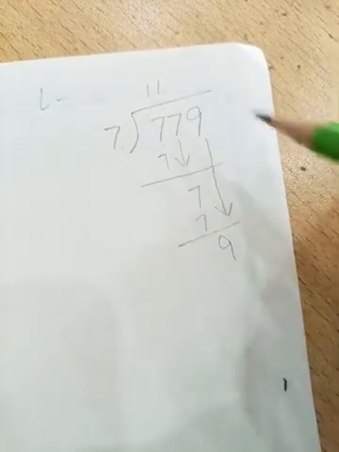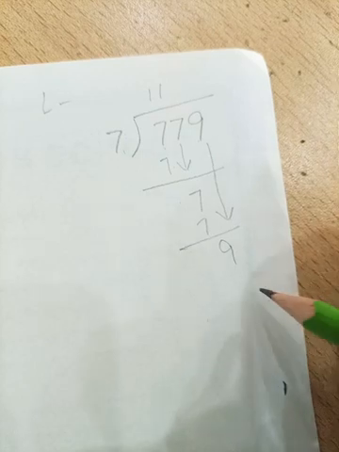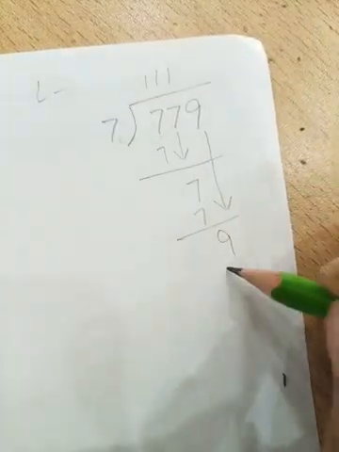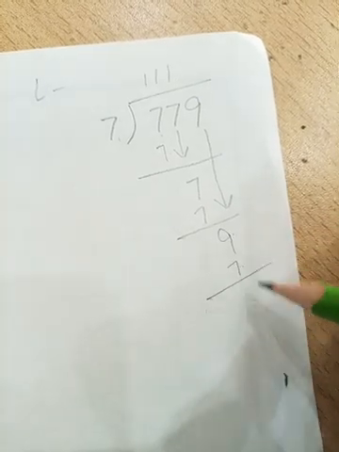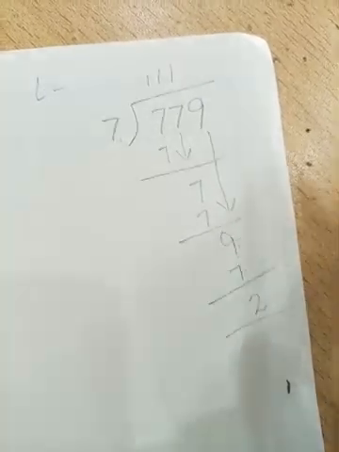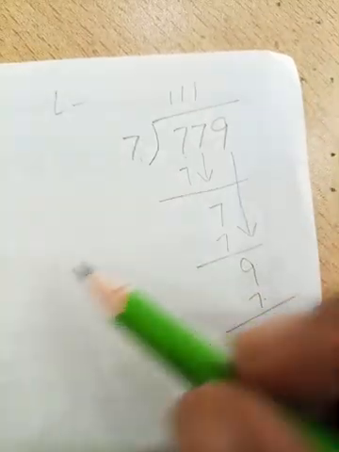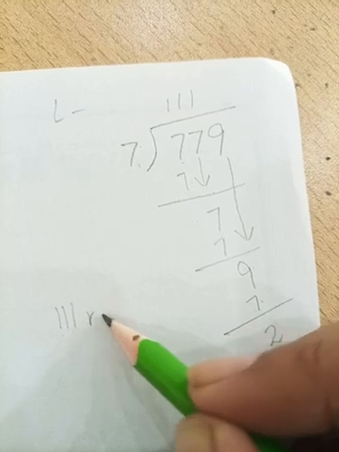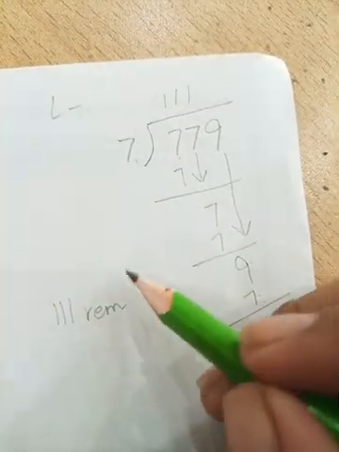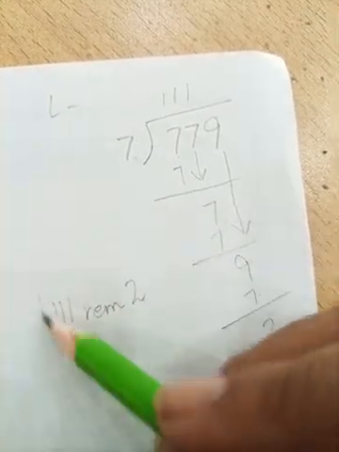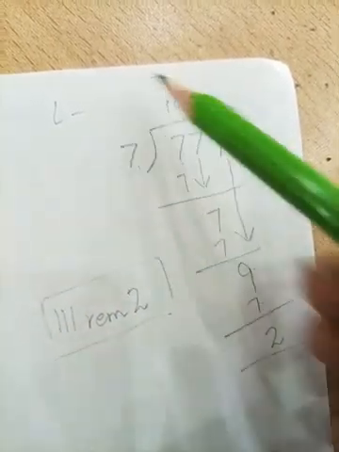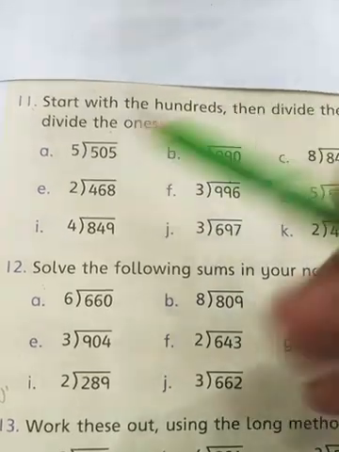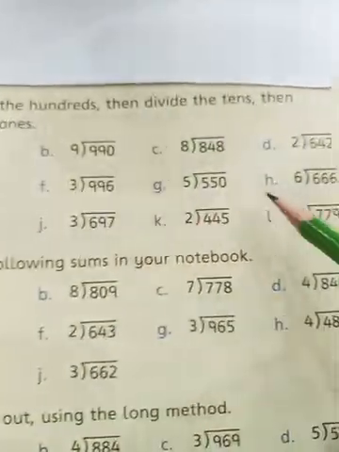So students, we can't write 7 2s are 14. We can't write the 14 here. So we will take again 7 ones are 7. So 9 minus 7 and our remainder is 2. Students, how can we write our answer? We can write our answer here as 111, that is our quotient, and our remainder, that is the 2. Okay students, you will write your answer in this way of question number 11L. We have solved all the parts of our question number 11.